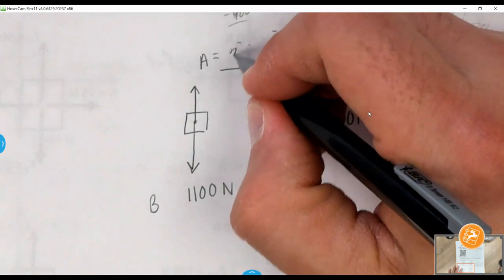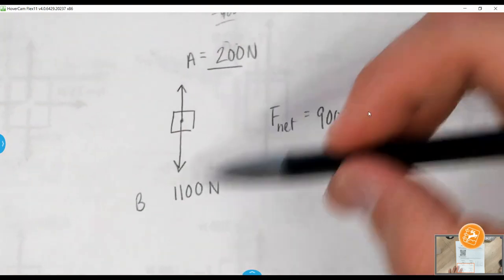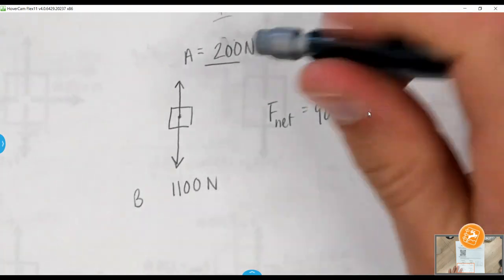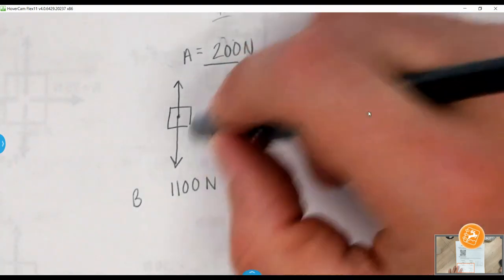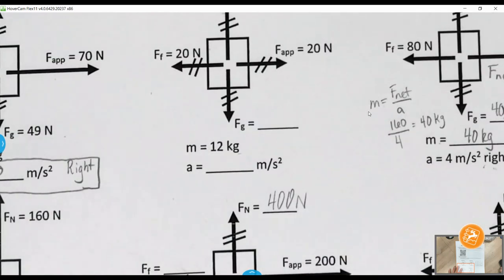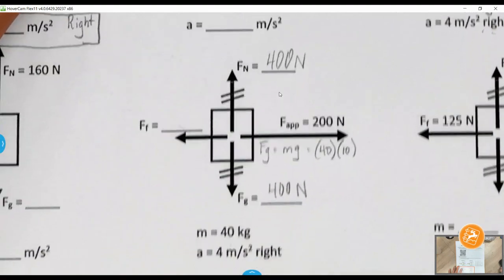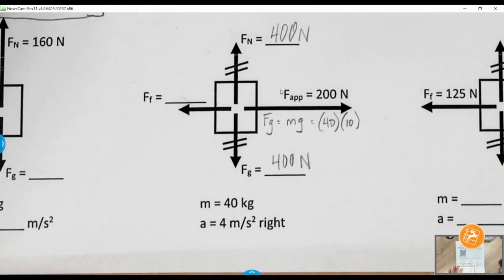And that would give us 200 newtons. And then you can always just double check. 1100 minus 200 is 900. This is the bigger number, so that is why it's going to get the direction downward. So that's what you guys are essentially doing here, except we don't have the net force yet. So then how can we do that?